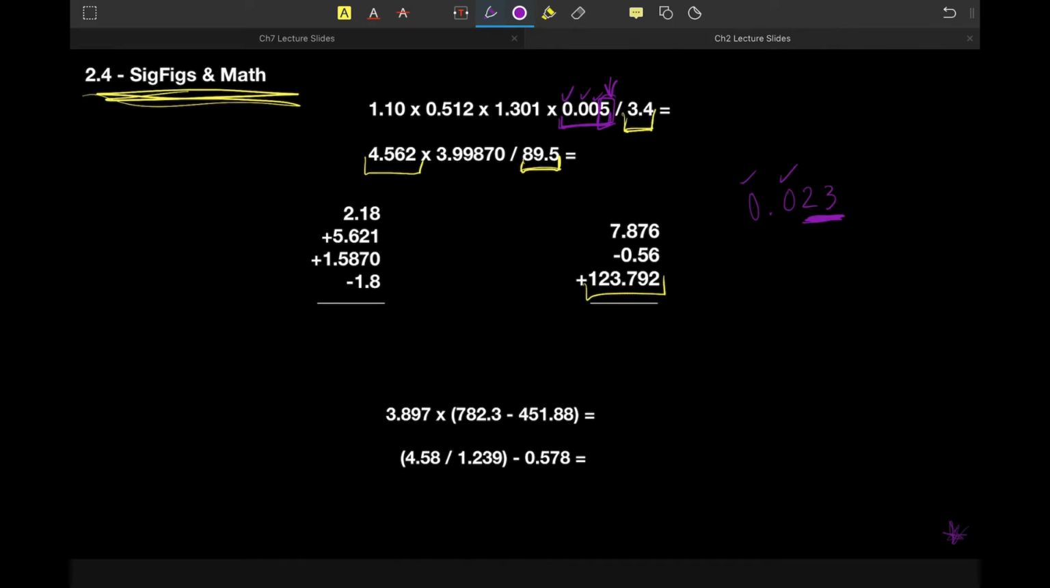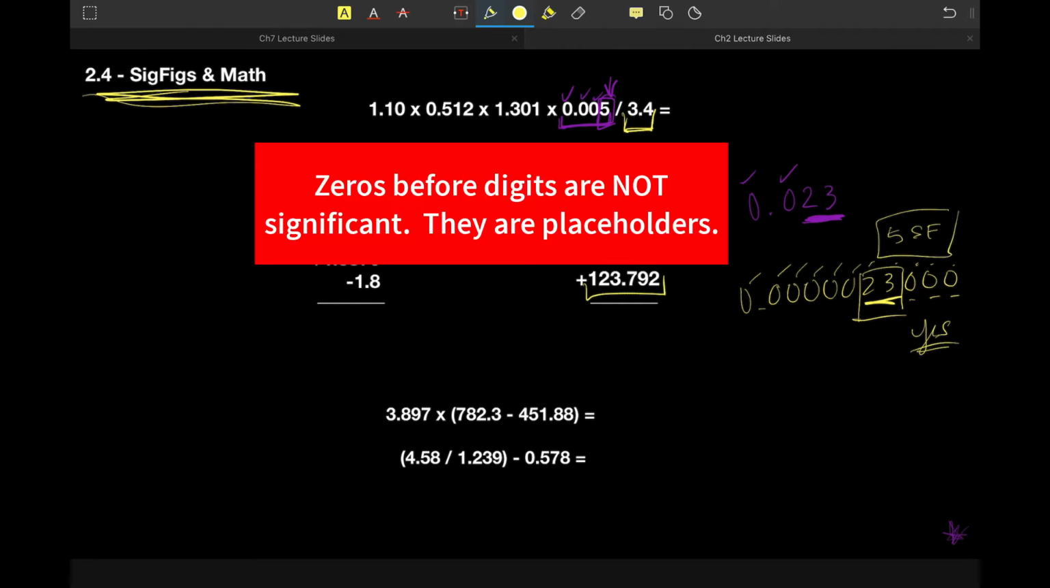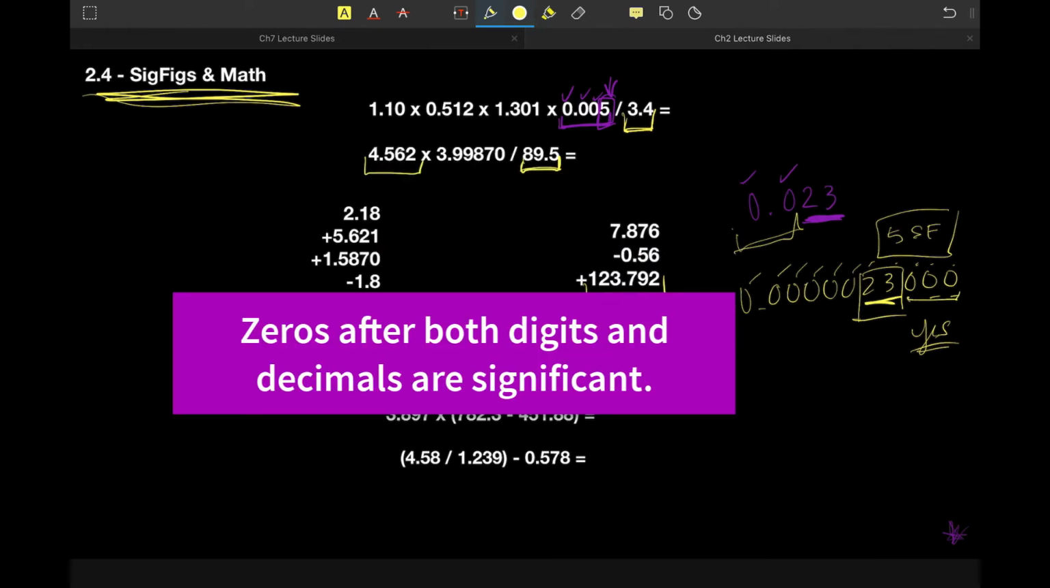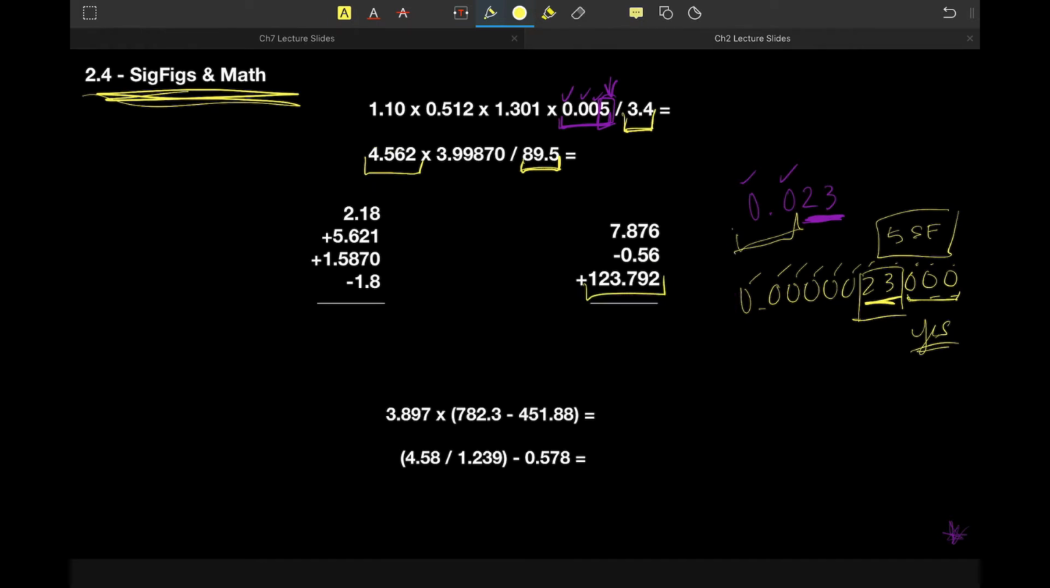Let's do another one. Let's say that we were talking about 0.00000230000. So again, it doesn't start till here, so placeholder, then we have these 2 that count. And then now we might wonder about those. And the answer is yes, these are also significant. So we have 1, 2, 3, 4, 5 significant figures here. So again, zeros before a digit are placeholders. Zeros that come after digits and decimals, that part's key. Zeros that come after digits and decimals are significant.